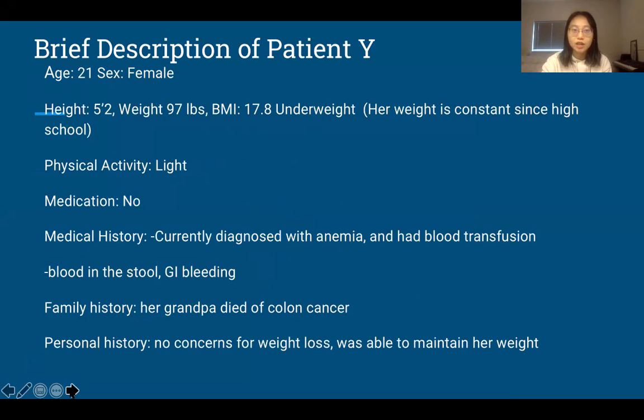She indicates that she has almost no or very light physical activity, and she is currently not taking any medications. However, she was recently diagnosed with anemia and had a blood transfusion. Occult blood was found in her stool, and the physician diagnosed her with GI bleeding. She said that she has a family history of digestive problems. Her grandpa died of colon cancer. Personally, she had no concern for weight loss recently, and she was able to maintain her weight.